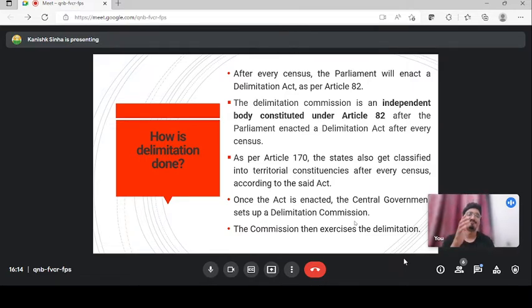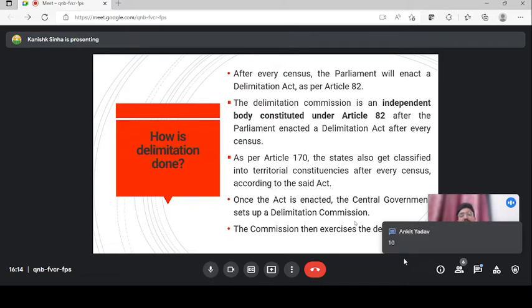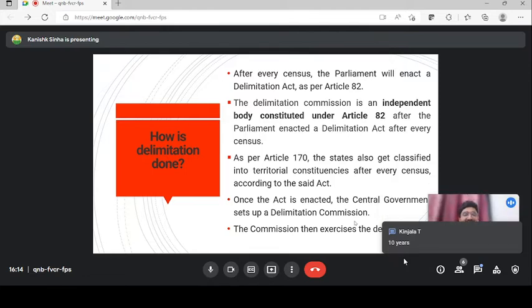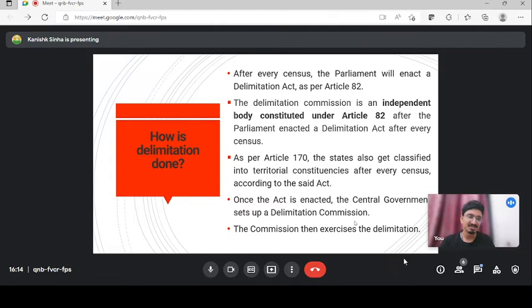after every census of the country, so can anybody tell me after how many years census is conducted? Very good. So Ankit was I guess thinking that I will be asking the same question, so he has already typed. So after every census, the Parliament will enact the Delimitation Act. The Delimitation Commission will be set up according to Article 82, which will be an independent body appointed by the President, consisting of three persons: the retired Supreme Court judge, the Chief Election Commissioner, and the State Election Commissioner of that particular state.